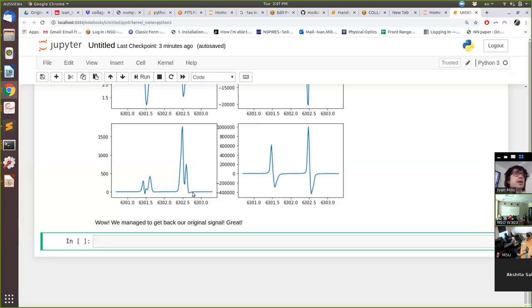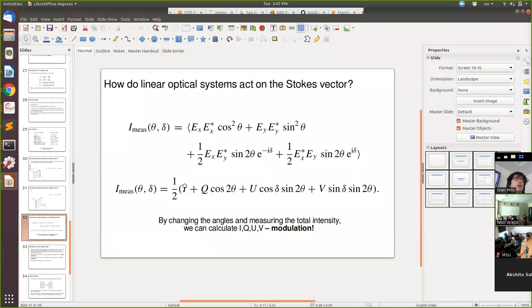Let's first code. Yes, Sarah? Why did you choose the six-state example and not the four? The four was a bit complicated because we actually had to write Mueller matrices, so I didn't want to do that. I just wanted to use this simple equation that we saw here, which is very straightforward. So we will just add two more equations here. We will measure I plus U, I minus Q, I plus U, I plus V, I minus V. And then we will say what is going on here.